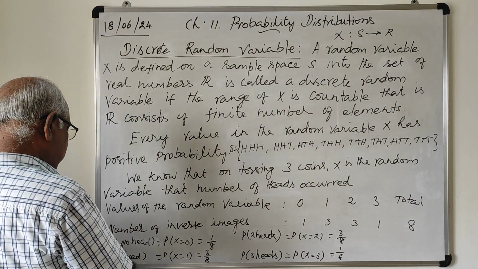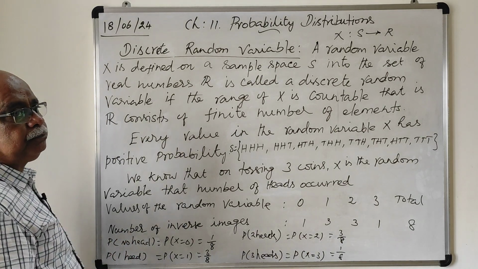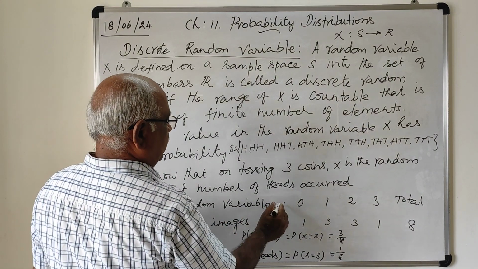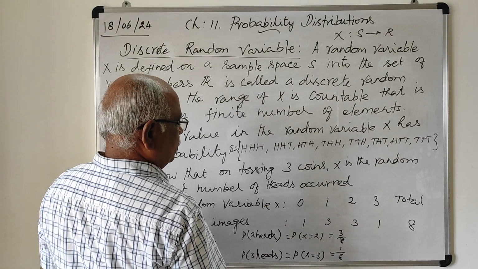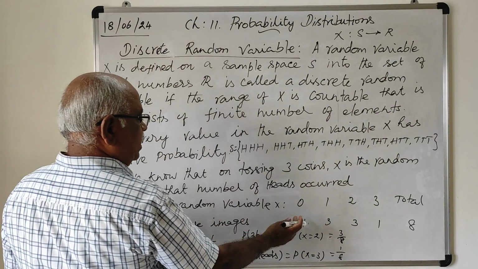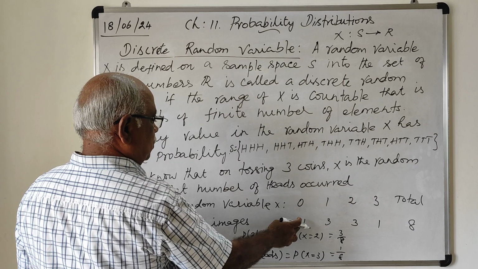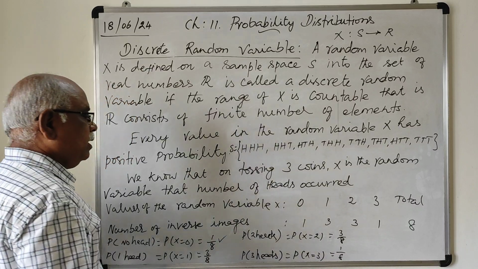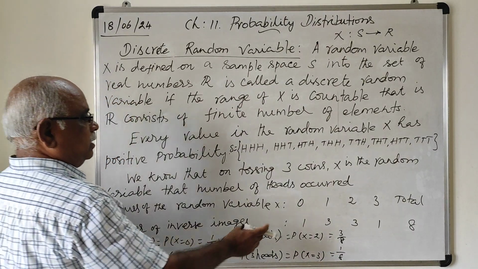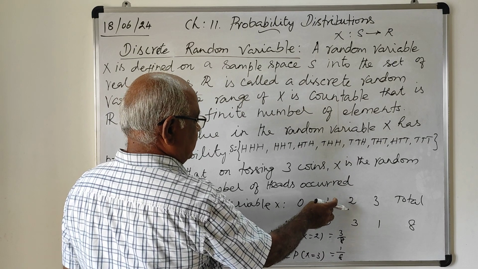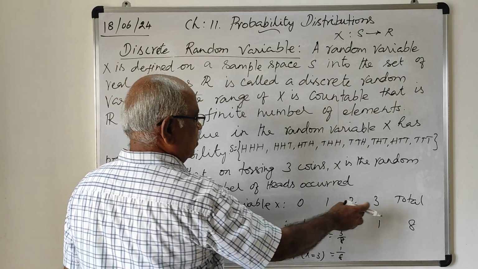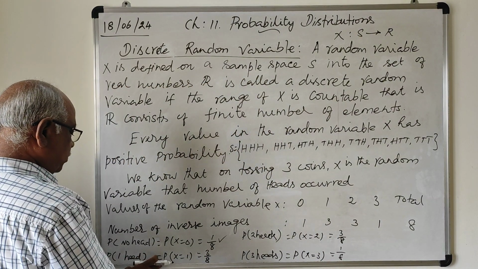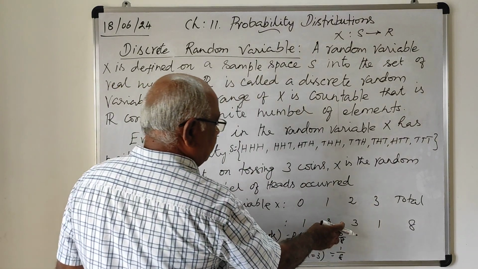For that, I define the probability of no head as the probability of X equal to 0. The number of events for X equal to 0 is 1, and the total is 8, therefore 1 by 8. And the probability of one head, which is assigned the real number 3, out of a total of 8 in the sample space, is 3 by 8. So the probability of X equal to 1 is 3 by 8.